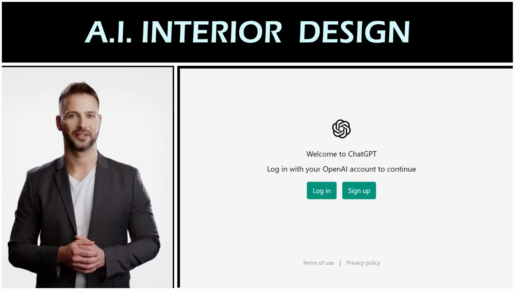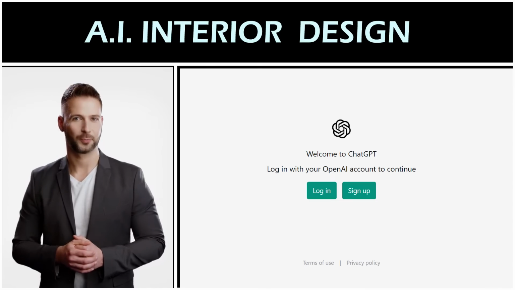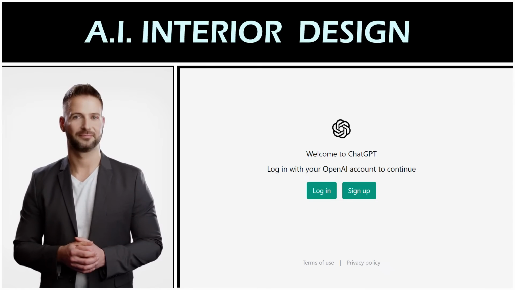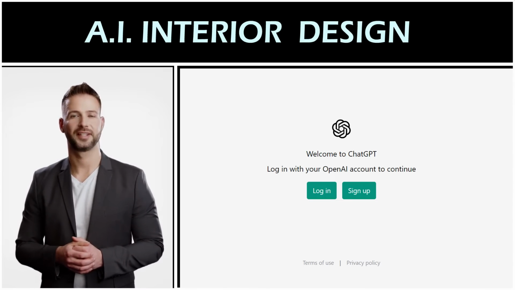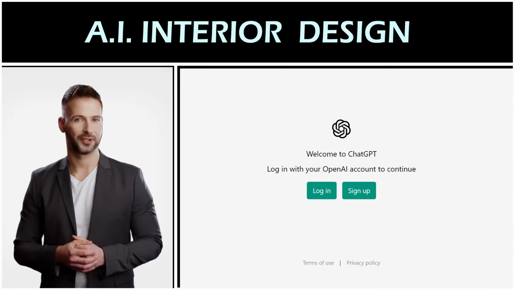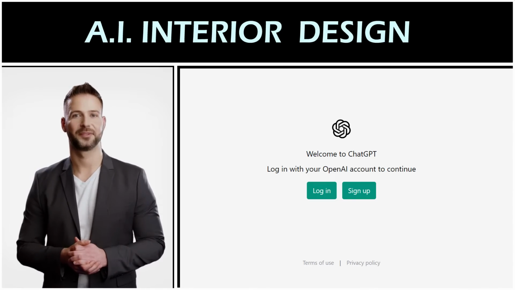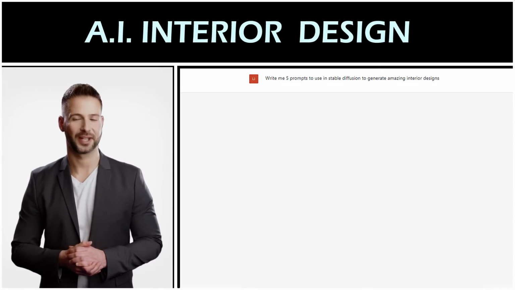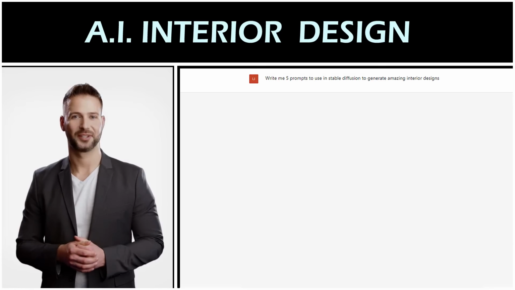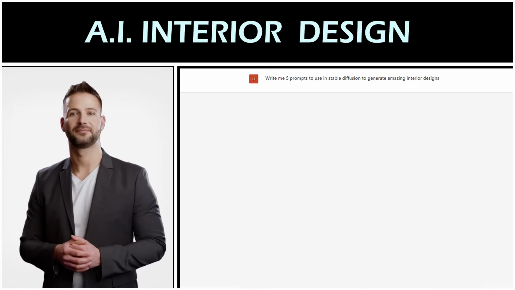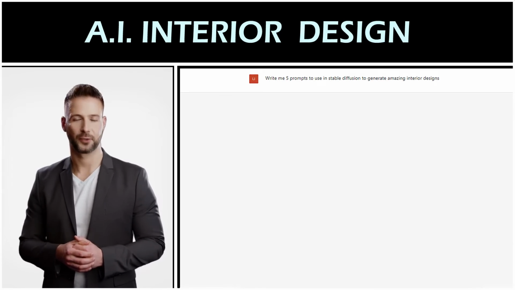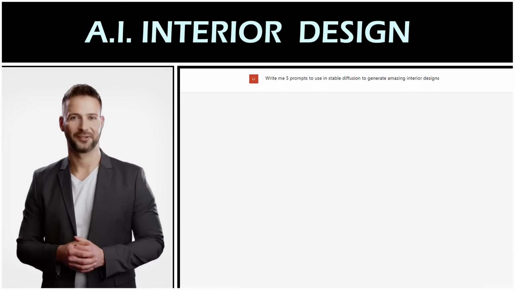First, head to ChatGPT in your browser and log in with your OpenAI account. See the links in the description below to get started if you don't already have an account with OpenAI. It's free to use, and I asked it to write me 5 prompts for Stable Diffusion to generate some amazing interior designs. That's all I asked for, but you could be more specific if you like.